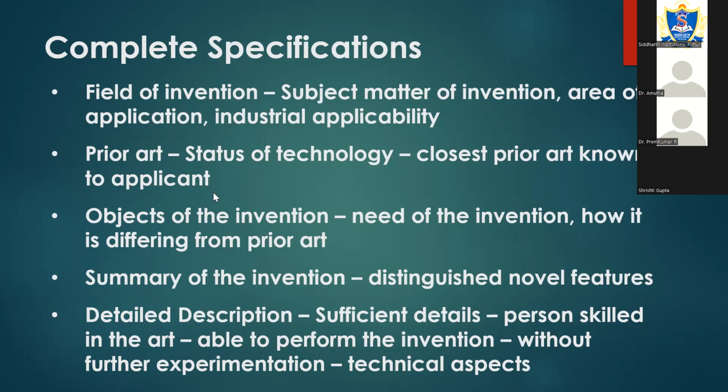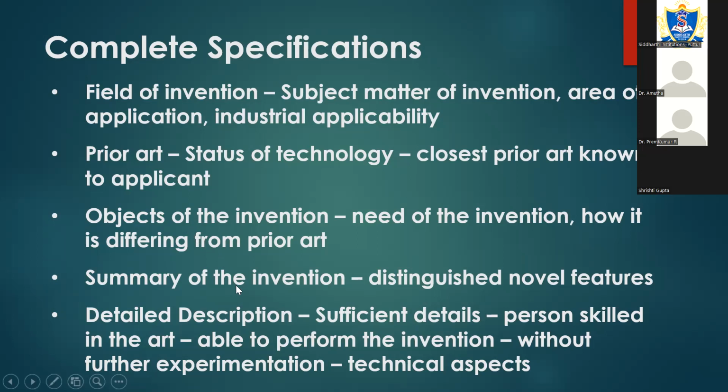Prior art means the previous version of your invention will be described, and what is the advantage and what is the need of your invention needs to be described in the object of the invention. That is nothing but the objective of your invention. Why you have gone for the particular invention, what is the advantage of the invention, those need to be described in this section. And the next will be the summary part of your invention.